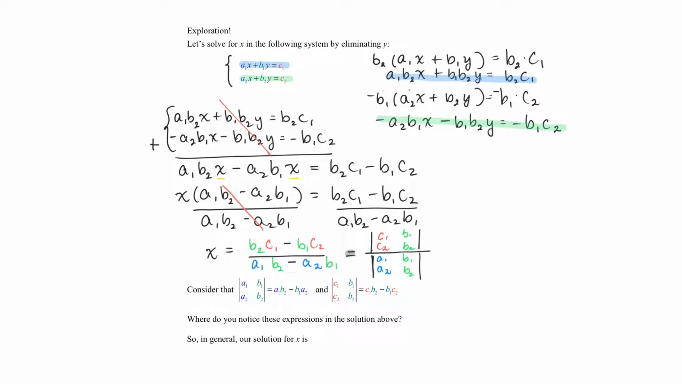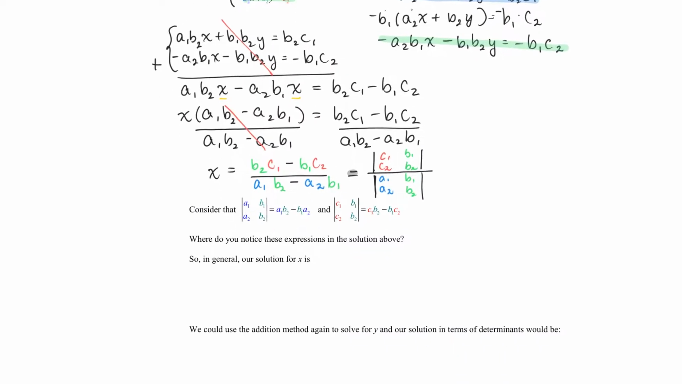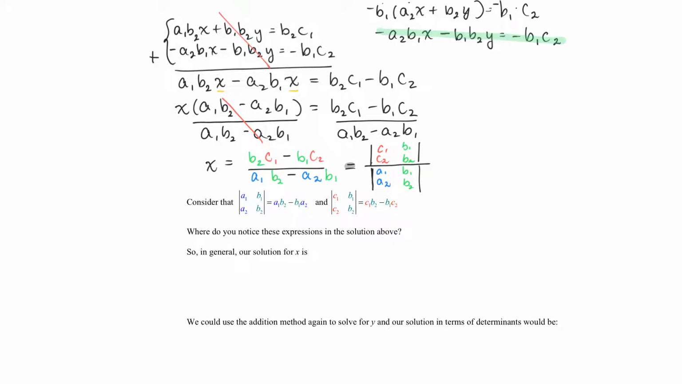And so that is going to be a general method for solving for x using something called Cramer's rule by finding determinants, right? So in general, our solution for x is given by that quotient of those two determinants. And we could use the same addition method again to solve for y, but I will spare you that.